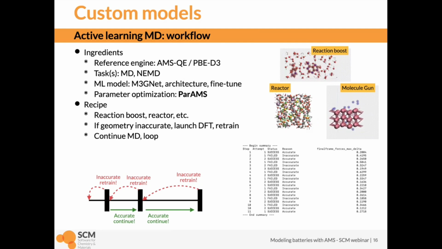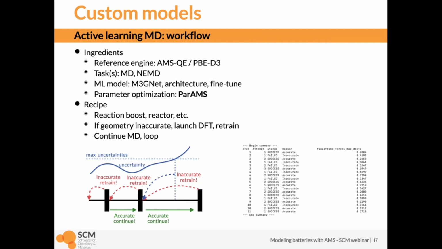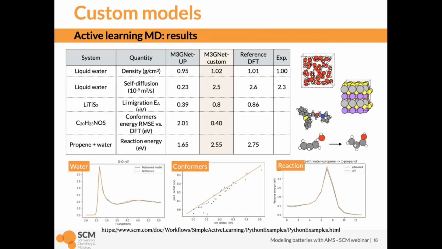So that's one way of defining the active learning accuracy. The second way is if you train committees. In this case, you just define a maximum uncertainty, and whenever the uncertainty, calculated as the standard deviation of the committee model, goes above your maximum uncertainty, the model is just going to go back to the previous checkpoint, add data, retrain, and keep going. That's the second way of running it.